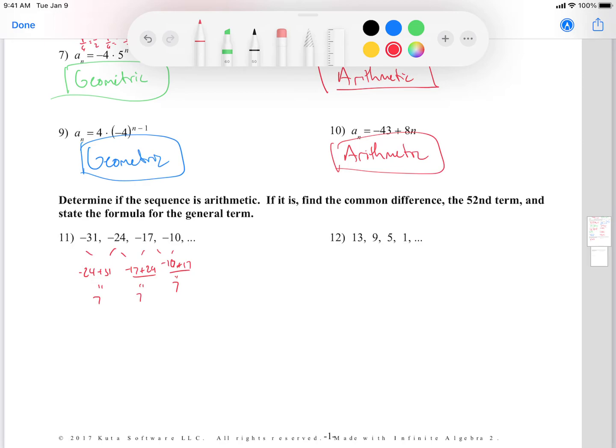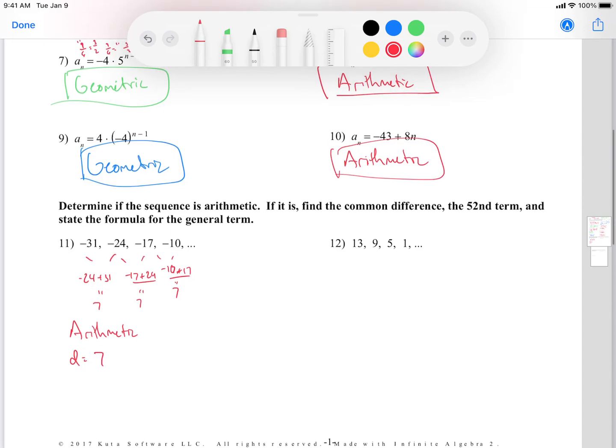So it is arithmetic. D, my common difference, is 7. We want to state the formula for the general term, so a to the n is equal to my first term, which is negative 31, plus n minus 1 times d, which is 7.